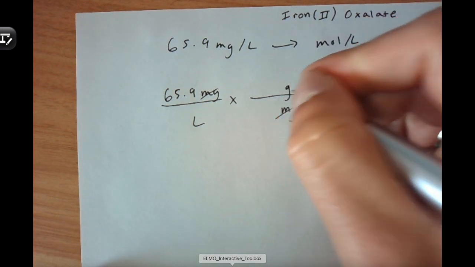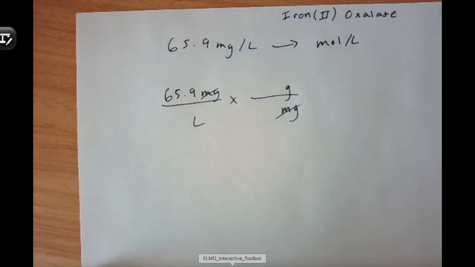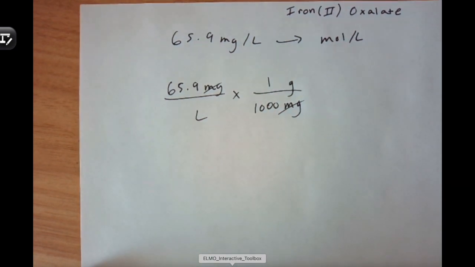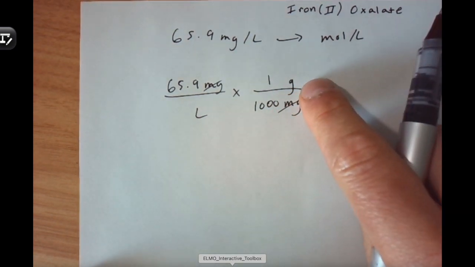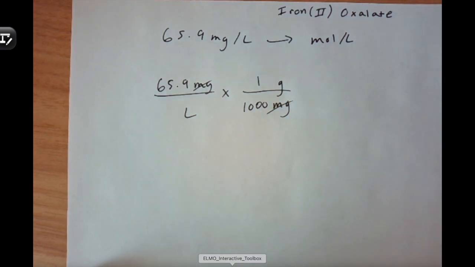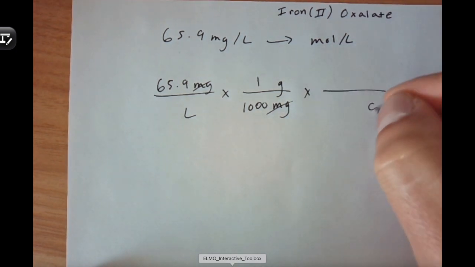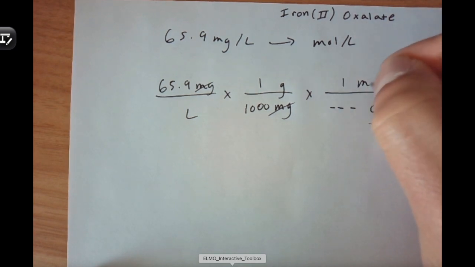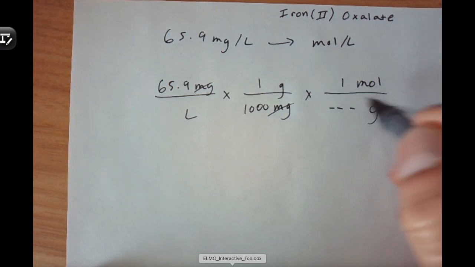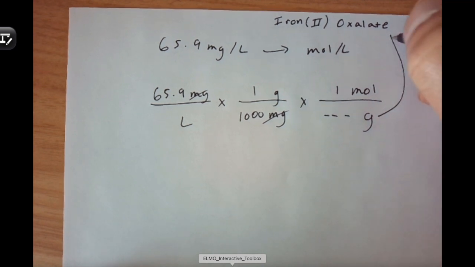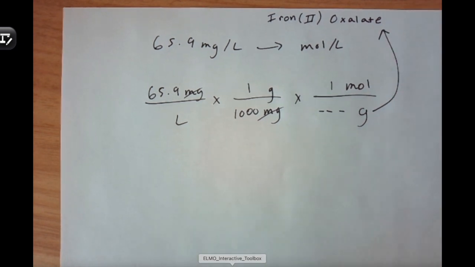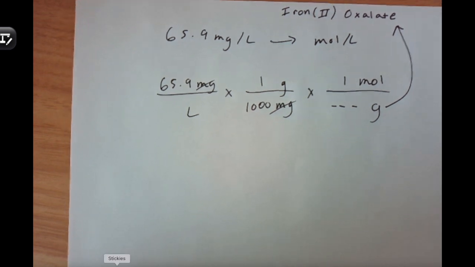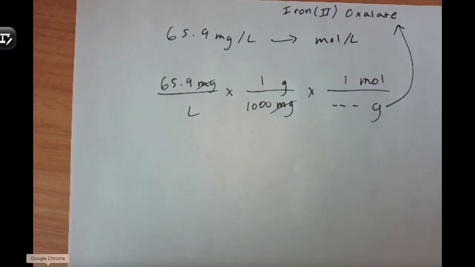I need to go to grams first because the periodic table uses grams. I know 1 gram is the same as 1,000 milligrams. So I now effectively have grams. Using the periodic table, I know that a set amount of grams is equal to 1 mole. Now, the set amount of grams is the molar mass of iron oxalate. So I would have to find the molar mass of that.